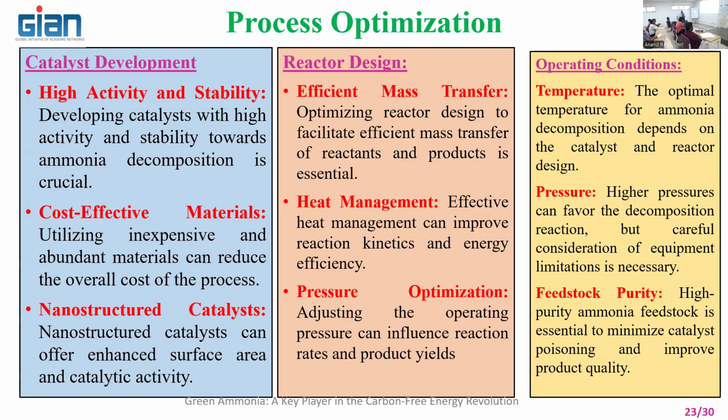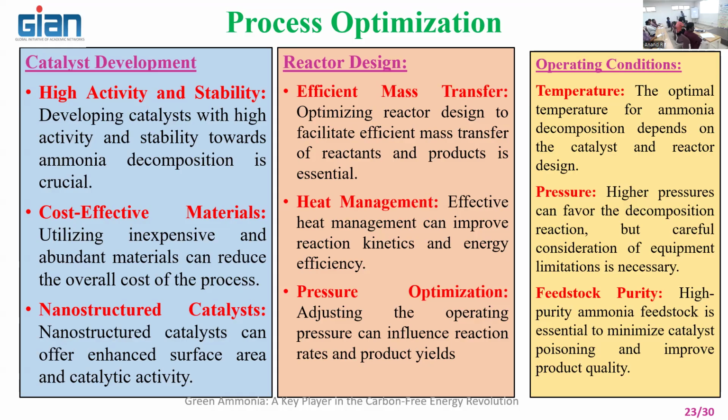Operating conditions: temperature, pressure, and feedstock purity need to be ensured. If you need only 400 degrees for a particular reaction to happen with a certain catalyst, and you go above that, you are wasting heat. And if you provide less heat, the ammonia is not going to be converted completely into hydrogen and nitrogen.